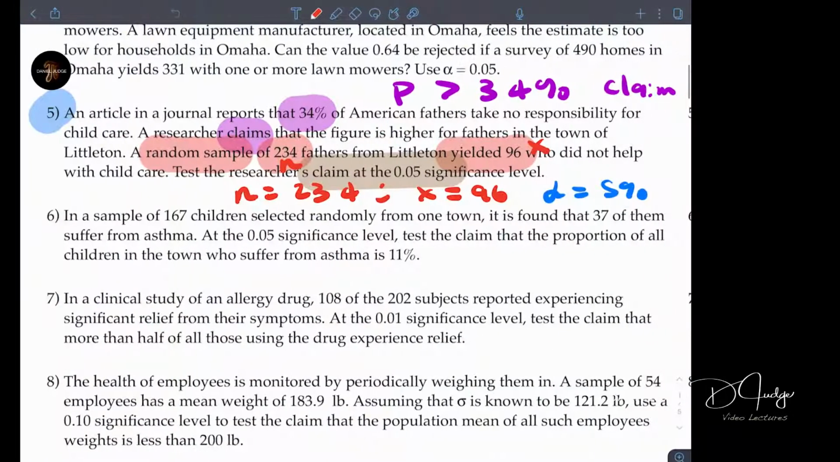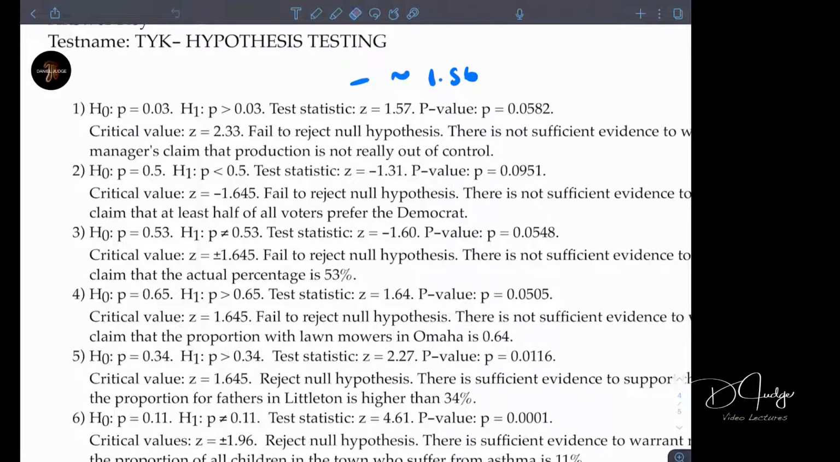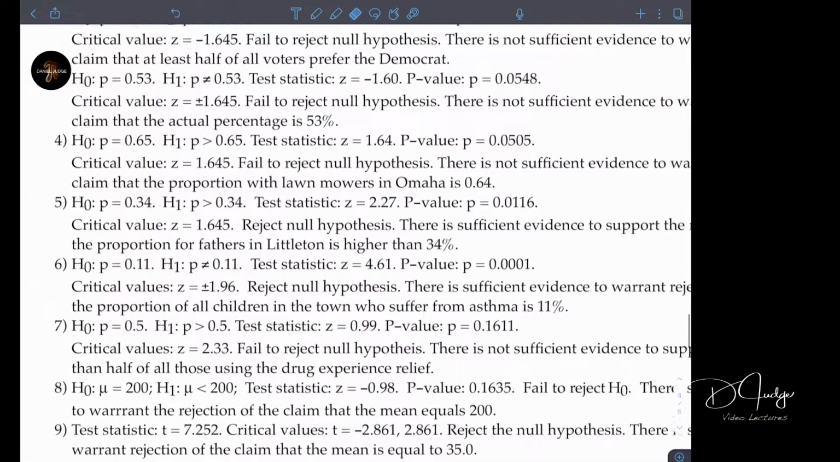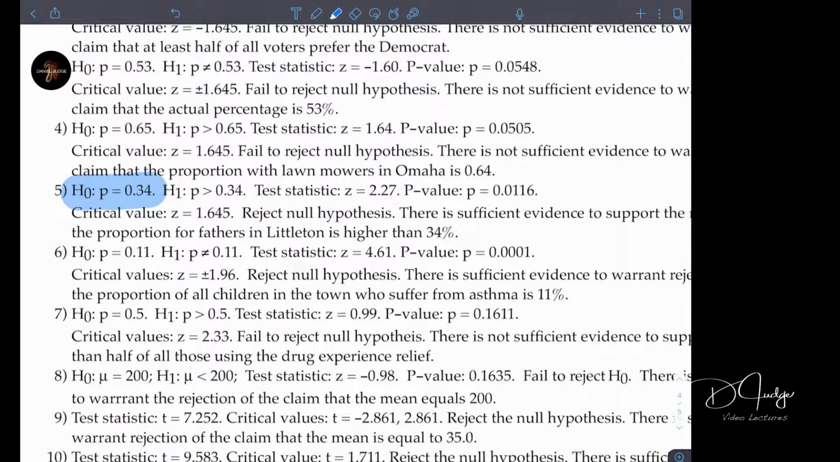So let's actually see what this solution says for us, right? Let's go back and look at the solutions here. Fathers in little town. Number 5. Looks like we're okay for the null. Looks like we're okay for the alternate. Our test statistic was 2.2. Well, they gave it to the nearest hundredths. Alrighty. Our critical value was accurate.